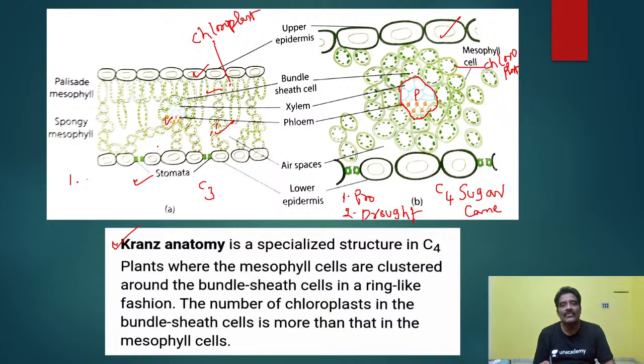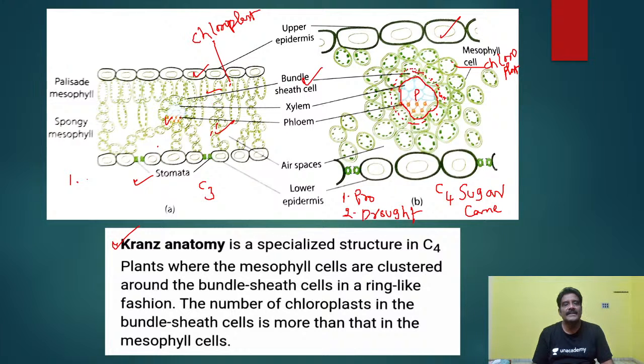Around the xylem and phloem here, you see bundle sheath cells are present. Here these are 1, 2, like this. These are all bundle sheath cells. It is covered by a ring of bundle sheath here. This is bundle sheath. So this is bundle sheath.